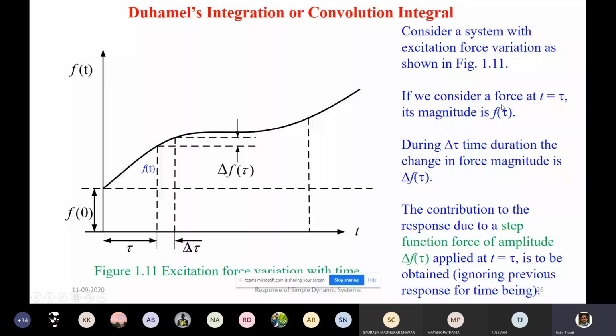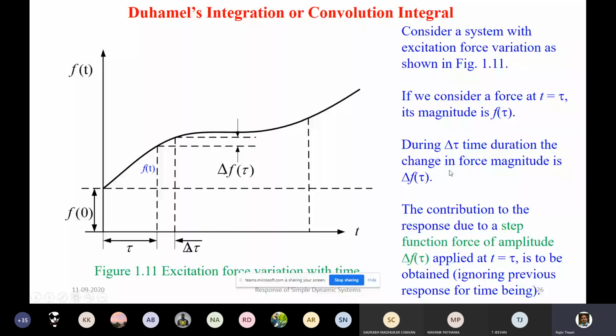As I mentioned, during this delta tau time the change is delta F tau, and we are considering this as a step function force of magnitude delta F tau, which is applied at time t equal to tau, which is very important. So at present we are just focusing on one step force of magnitude delta F tau, which is applied at t equal to tau. Other forces at present we are not considering. We'll consider them subsequently.